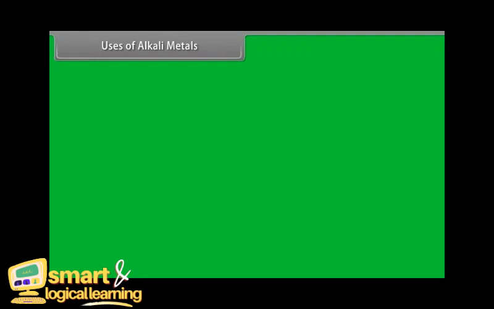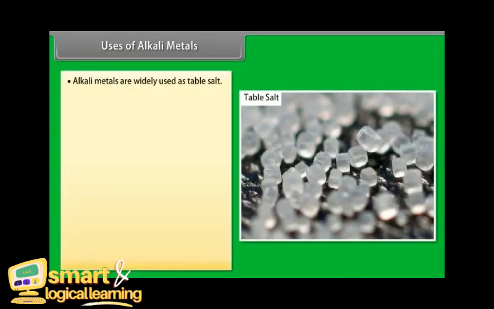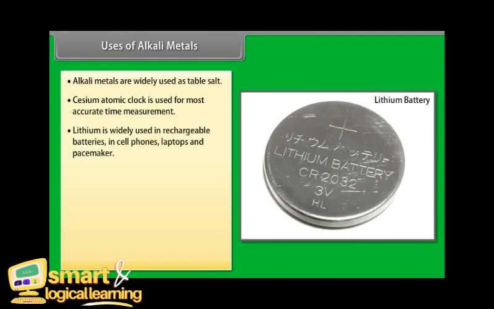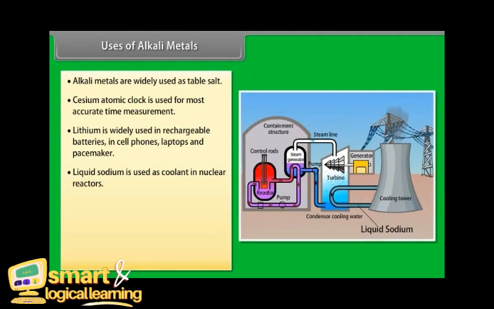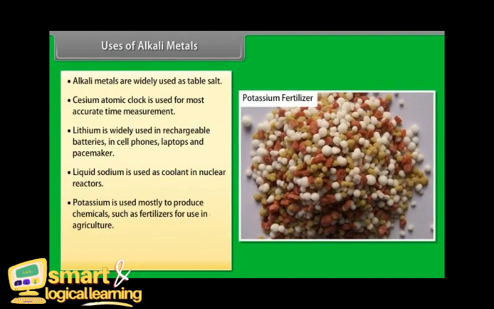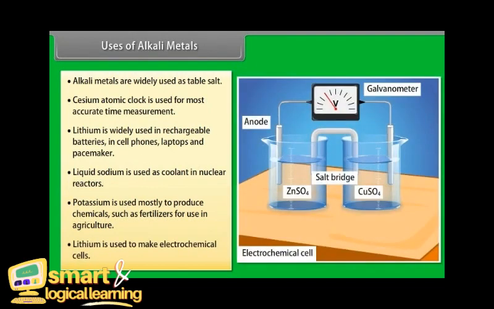Uses of alkali metals. Alkali metals are widely used as table salt. Caesium atomic clock is used for the most accurate time measurement. Lithium is widely used in rechargeable batteries, in cell phones, laptops and pacemakers. Liquid sodium is used as coolant in nuclear reactors. Potassium is used mostly to produce chemicals such as fertilizers for use in agriculture. Lithium is used to make electrochemical cells.